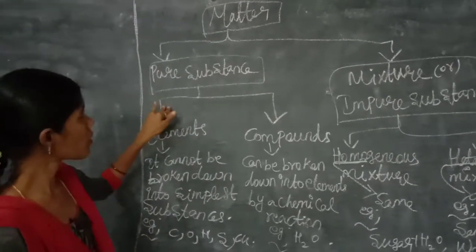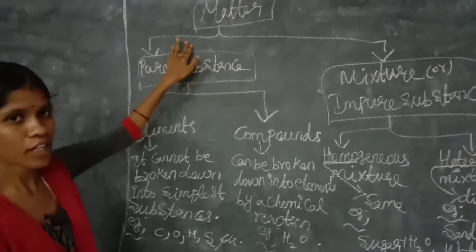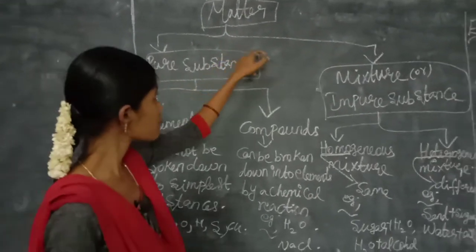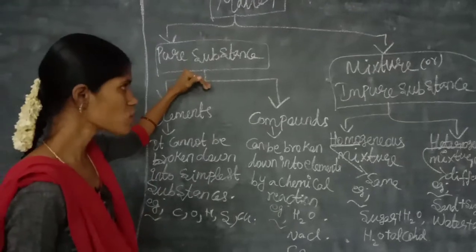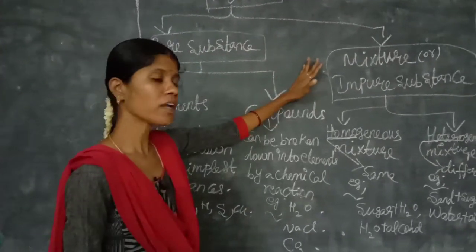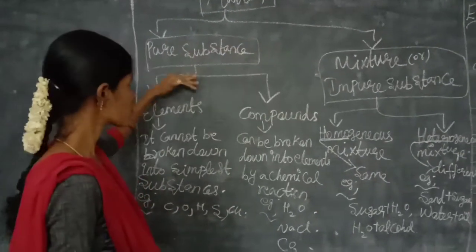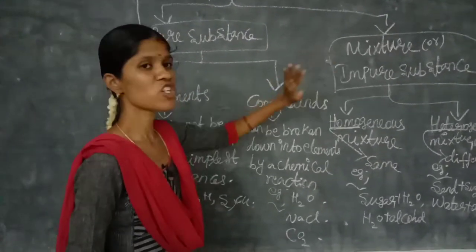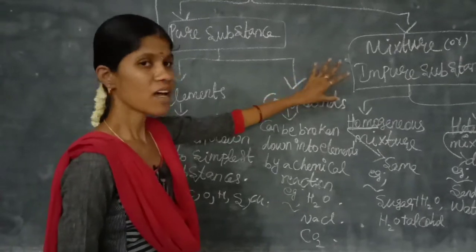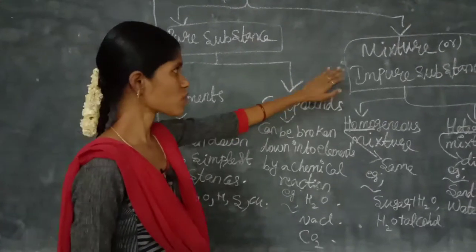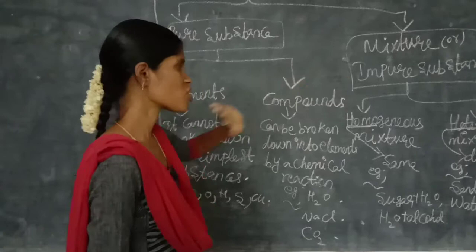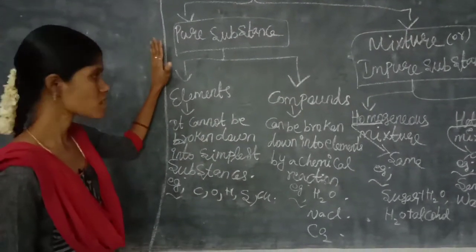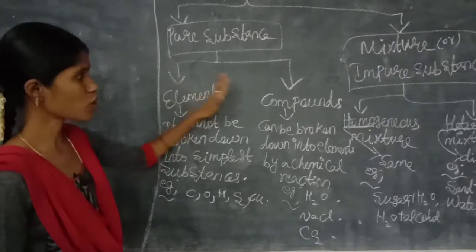The next one is the classification of matter. Matter is classified into two types: one is a pure substance, another is an impure substance, otherwise called a mixture. Impure substance means there is some mixing, that's why it is called an impure substance or mixture. Further, the pure substance is divided into two categories: elements and compounds.